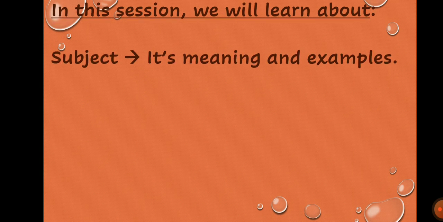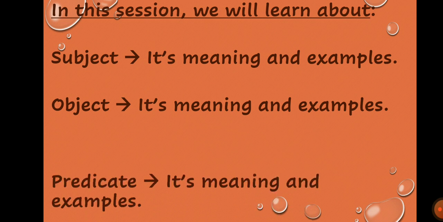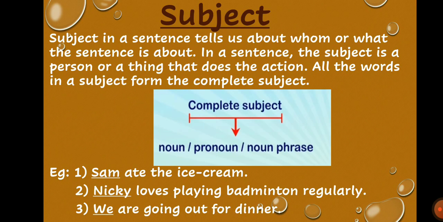We are going to study about subject, its meaning and examples, object, its meaning and examples, and predicate, its meaning and examples. So we are going to study subject, object and predicate in detail in this grammar session. So let us get started. First we will start with subject.